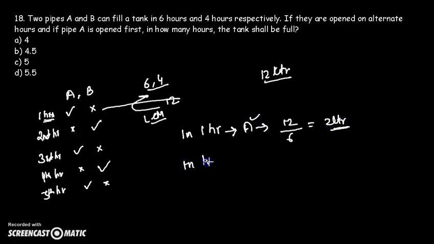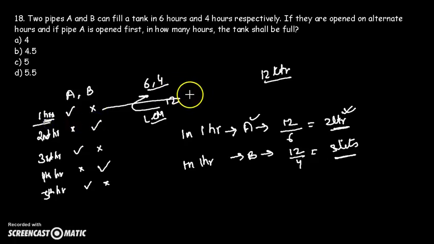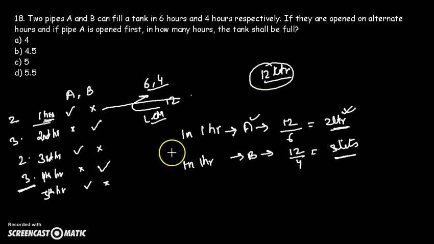How about B? In 1 hour, 12 upon 4, 3 liters. Whereas A can pour in 2 liters in 1 hour, B pours in 3 liters. So in the first hour, A works and A fills in 2 liters. How about B in the next hour? 3 liters. 2 liters and 3 liters. You see, we have reached 2 plus 3, 5 plus 5, 10. We have reached 10 liters here itself. And what is the remaining? Remaining is 12 minus 10, 2 liters.